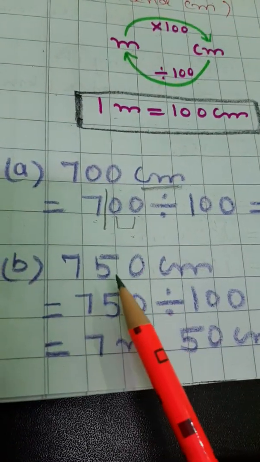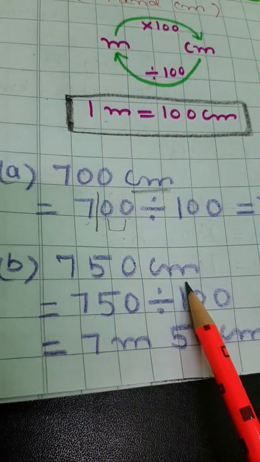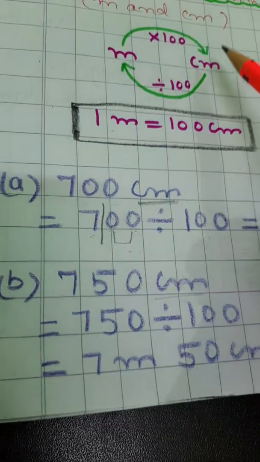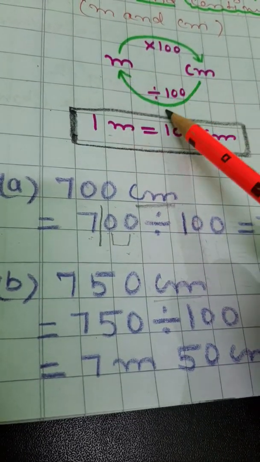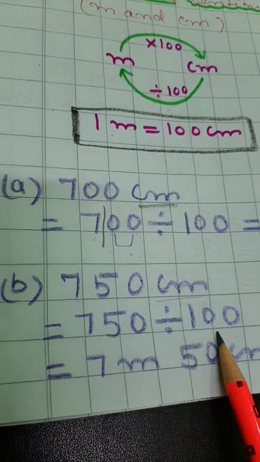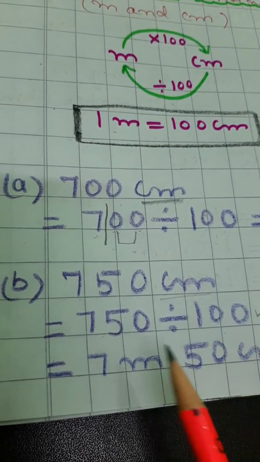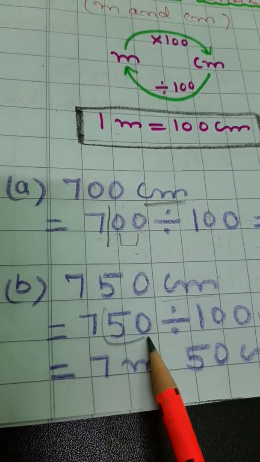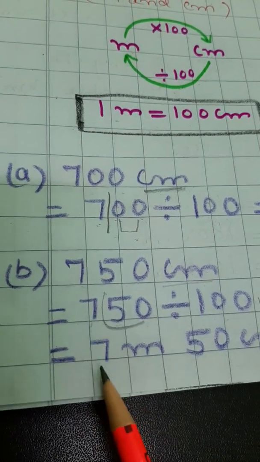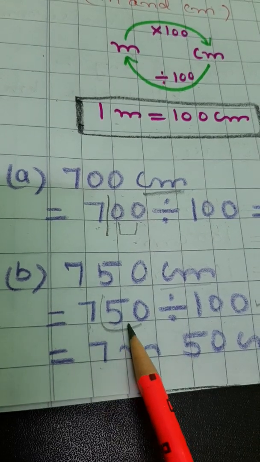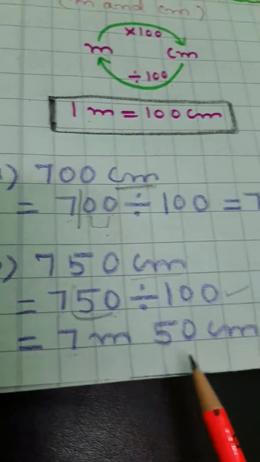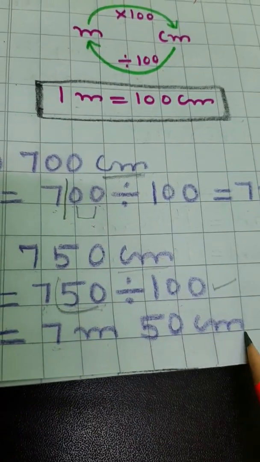Coming to the next example, 750 centimeter. Here again we have to convert the smaller unit into the bigger unit, centimeter to meter. Here we have to divide it by 100. Again we can do it orally, as we remove this 50. This is the quotient and this is the remainder. So 7 is the quotient, so you will write 7 meter, and the remainder is 50 centimeter.